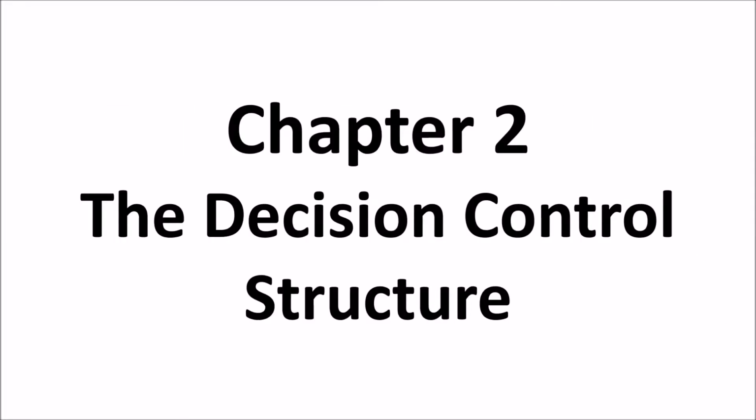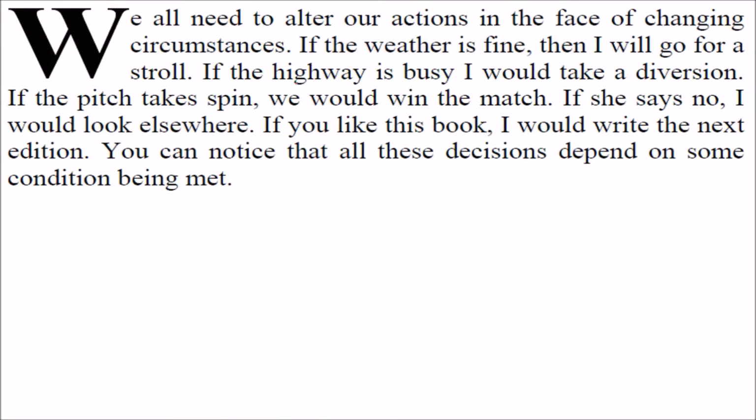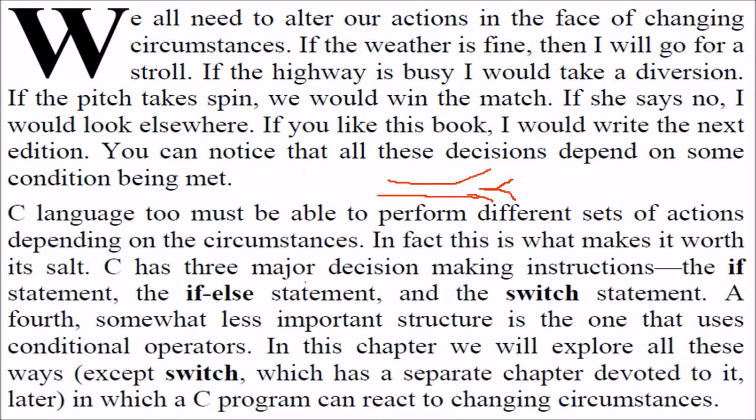The chapter is the decision control structure, a very important chapter. In our daily life, we always come across decisions. If you are following a road and there is a diversion and there is nothing written, you have to take a decision. Which path will take you to your destination? If else is the construct we'll see here today.